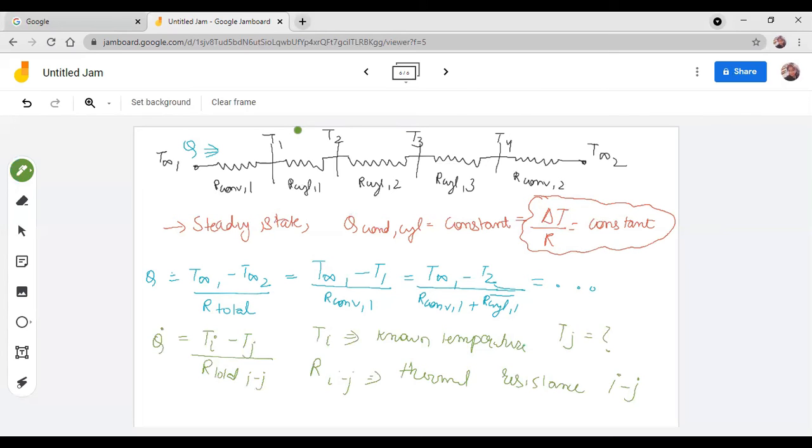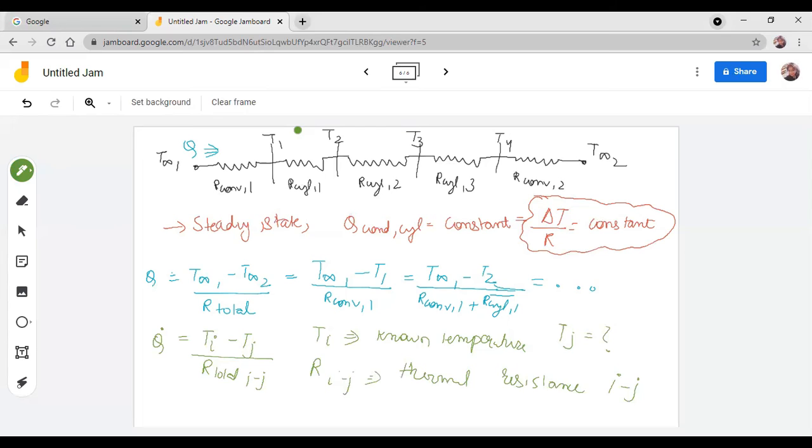We can see this as the known temperature here, it's T infinity 1, and the Tj, T1 here, is the intermediate temperature. The thermal resistance across ij, that is T infinity 1 to T1, is R convection 1, and here for T2, because it is in network series, the resistances will simply be added, so it will be equivalent to R convection 1 plus R cylinder 1.